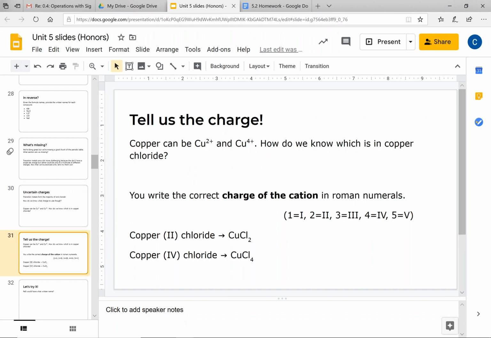Well, we depend on the charge of the anion to tell us how many of the anions are in there. And we write the charge of the cation, copper, in Roman numerals. So if that's a little bit fuzzy, let me draw it out here.